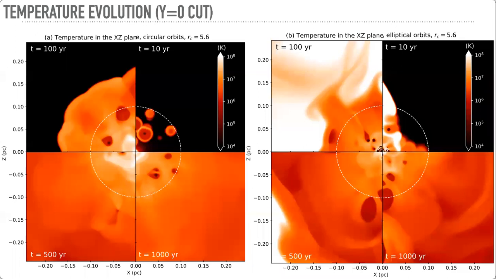The temperature looks like this. In the interaction region, the temperatures can reach easily 10 to the 7, 10 to the 8 Kelvin. But after the initial transient, they reach a state in which the temperature is about 10 to the 6, let's say, outside the cluster radius. And of course, it falls with radius.